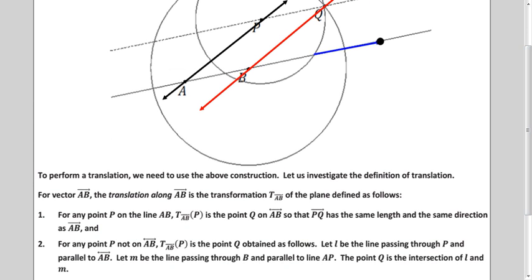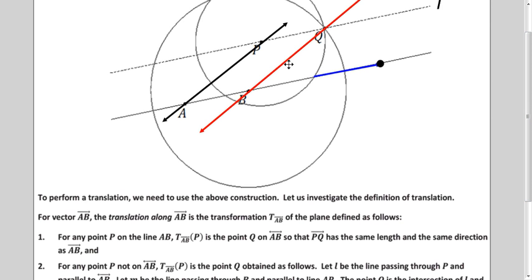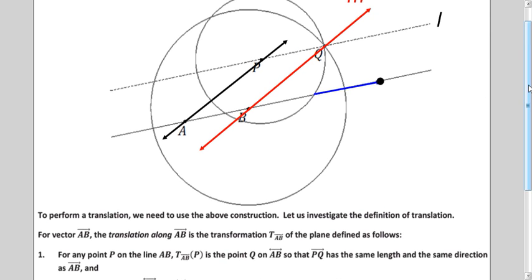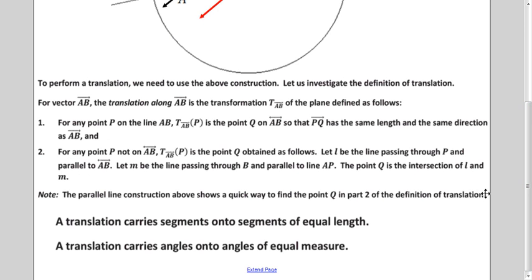And M is going to describe the distance. M is going to pass through B, so the end of the vector, and parallel to line AP. So this is saying how far are you moving, this red line here. So this process really is describing what we have in a vector. And so we can use that parallel line construction to do translations. And once again, it's basic rigid motion. So the segments don't change in size and the angle measurements stay the same.